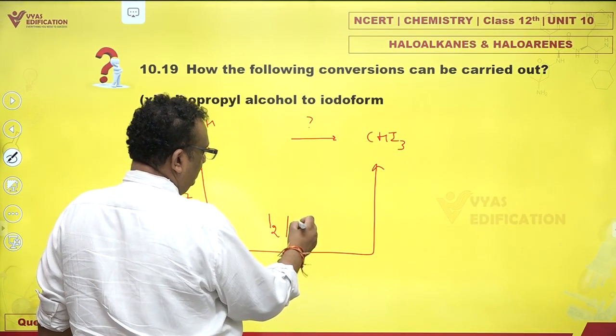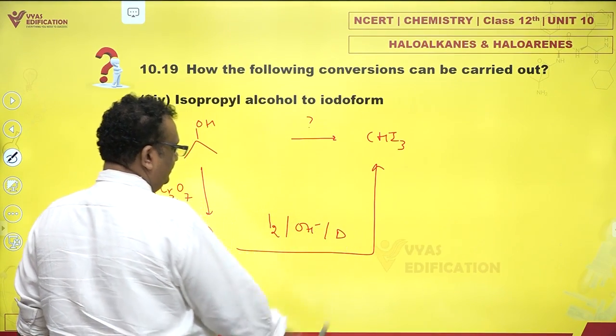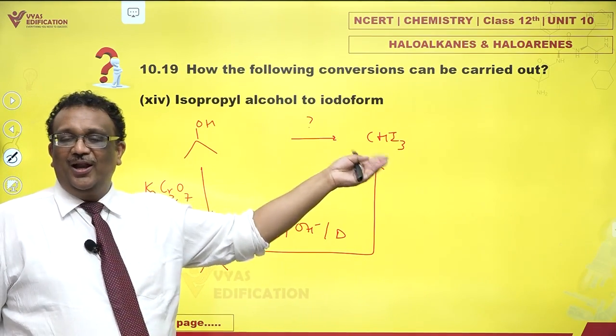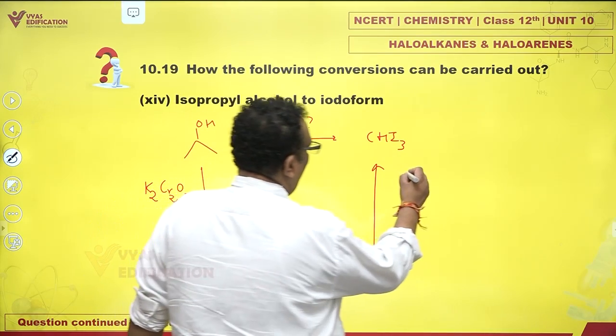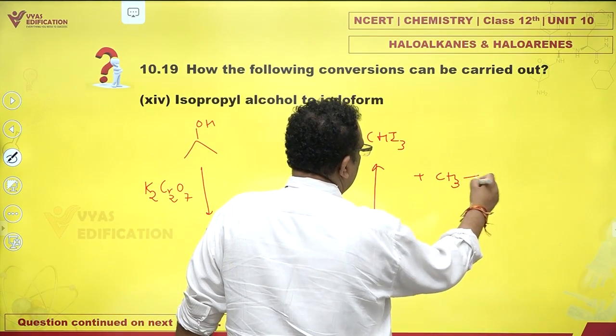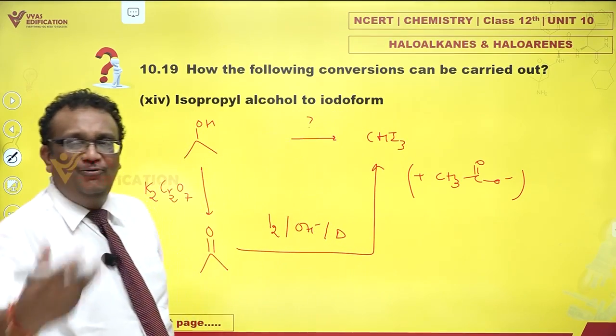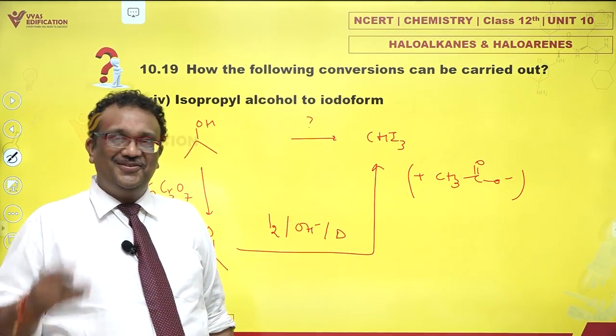iodine, base, heat. Heat it with iodine and a little base. You get iodoform very beautifully along with CH3COO minus, which we throw away. We get as much iodoform as we wish. That's how.